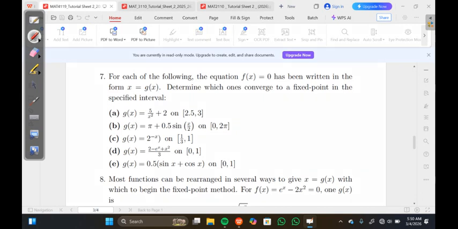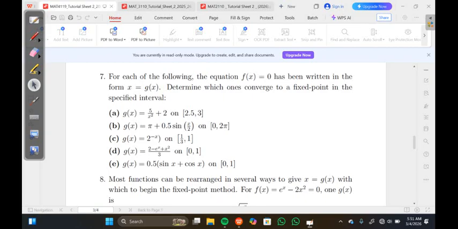Okay, so I'm going to use question 7a as an example. But before I do that, what is question 7 really talking about? What's the theory behind this question? Because the key here is we are looking for one that is going to converge to a what? To a fixed point. So how do we determine this convergence? That's the question right now.